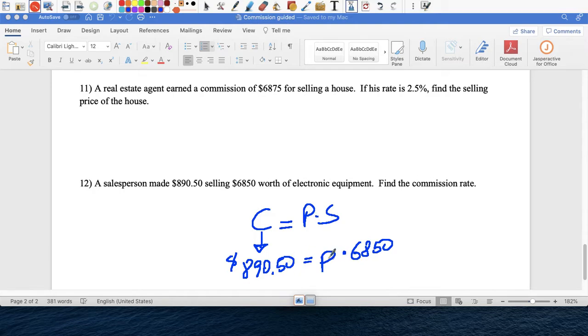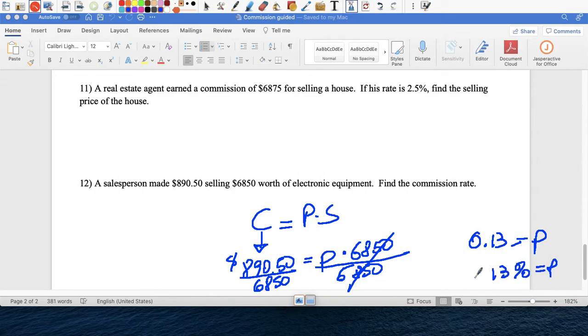So, what percent is $890.50 of $6,850? Divide both sides by $6,850. And P equals 890.50 divided by 6,850, so P equals 0.13 or 13%. So the salesperson is given 13% from all the sales that he makes.